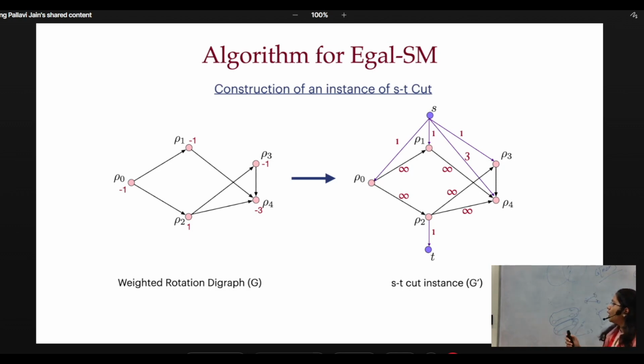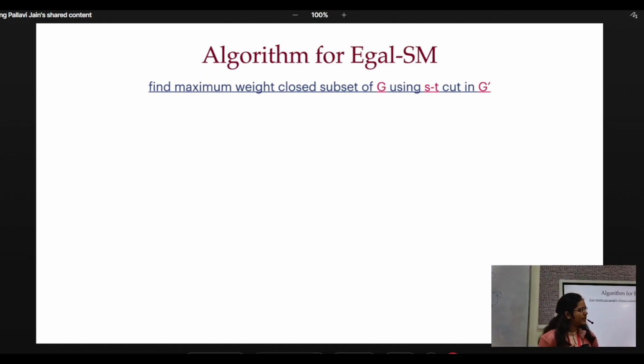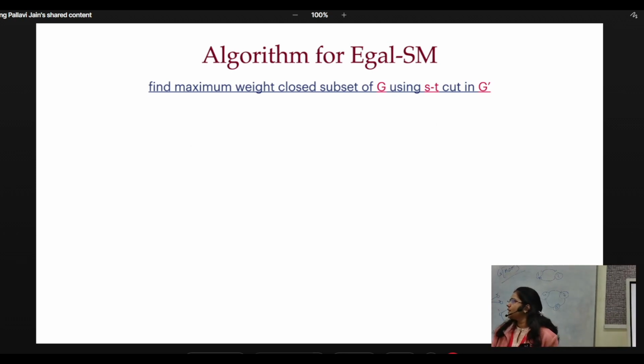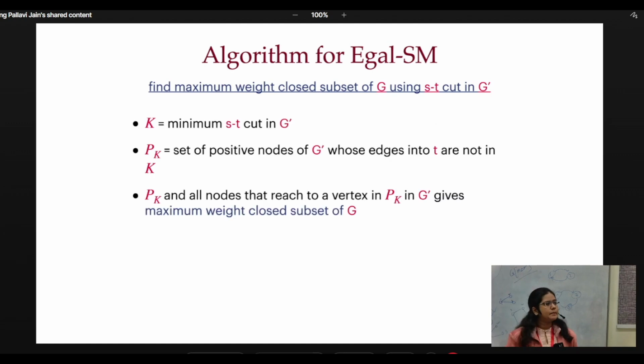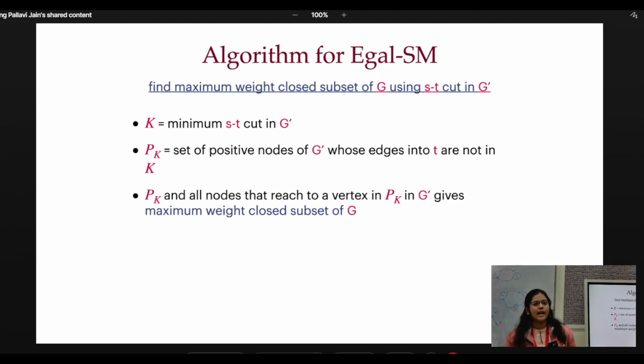Now, we want to find the maximum weight closed subset of G using the ST cut in my newly constructed graph G prime. These are the steps that we are going to do. K is, let us say, some minimum ST cut in G prime, which I can find in polynomial time. Now, look at the positive nodes of G prime whose edges are not in K.